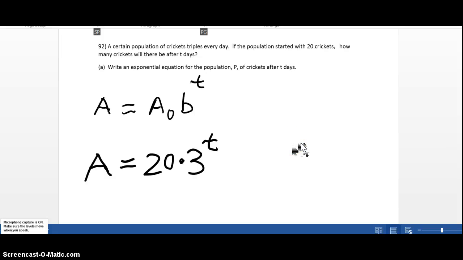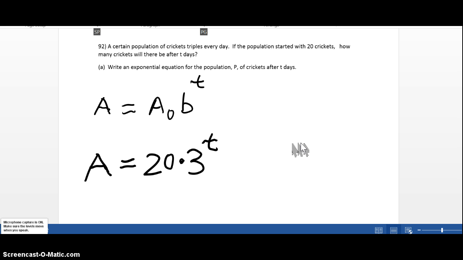Okay, now this is a problem with exponential growth. In fact, I took this out of the sample MET for Math 125. It says a certain population of crickets triples every day. If the population starts with 20, how many crickets will there be after t days?